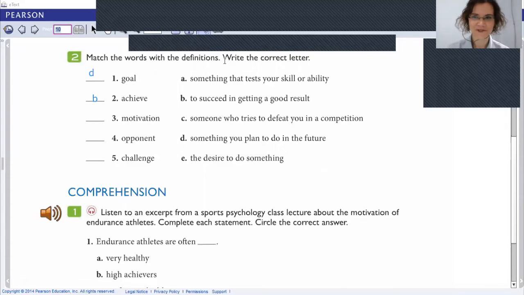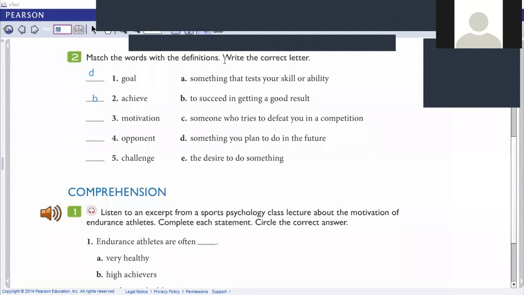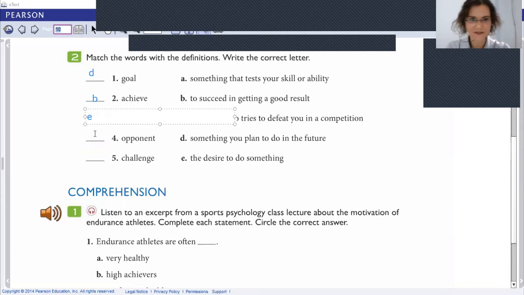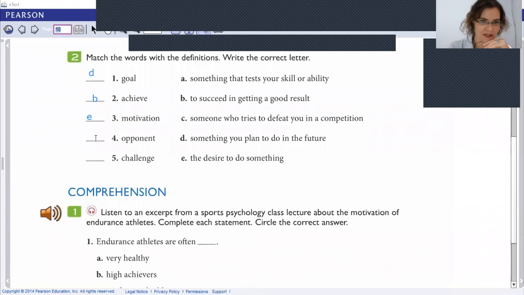E. Okay. Can you write that one down? The desire to do something, E. Yeah, that's correct. Thank you. Can you type it in? Or are you confused with that? I'm confused. Okay, no worries. Okay, let me try it. I'll do it for you. Yeah, so E is definitely the correct answer. We all put them in a different spot. It doesn't matter. For opponent, who would like to try that one?